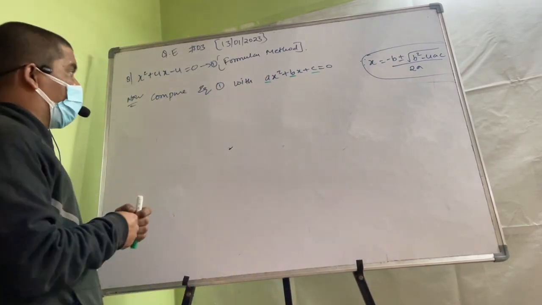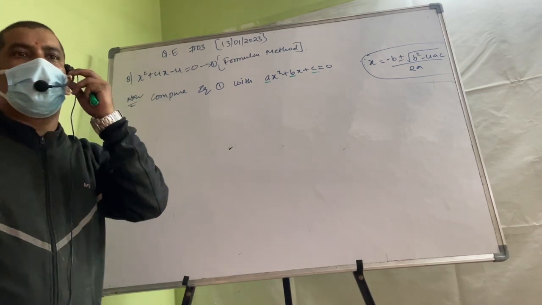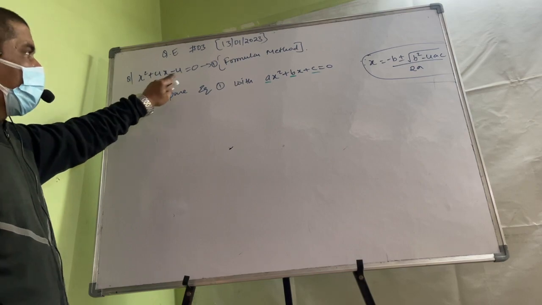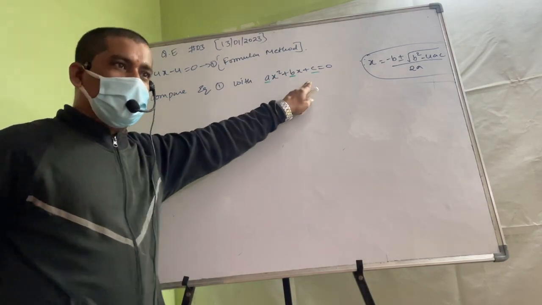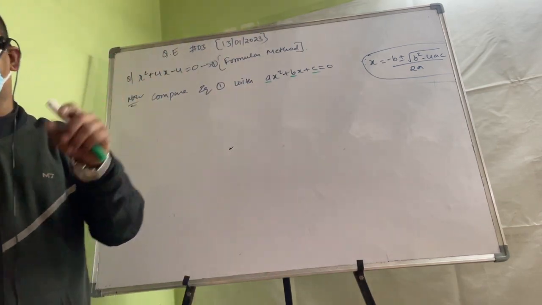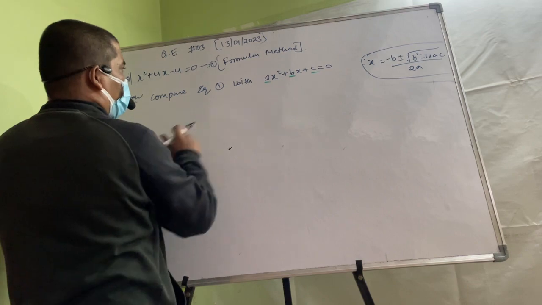Now look at here, everyone. Solve this given quadratic equation by using the formula method. Again the first step, compare the given equation with ax square plus bx plus c. Now what is ax square plus bx plus c? It is the general equation of a quadratic equation, right?